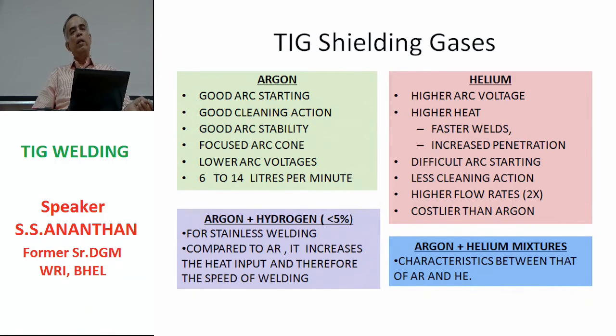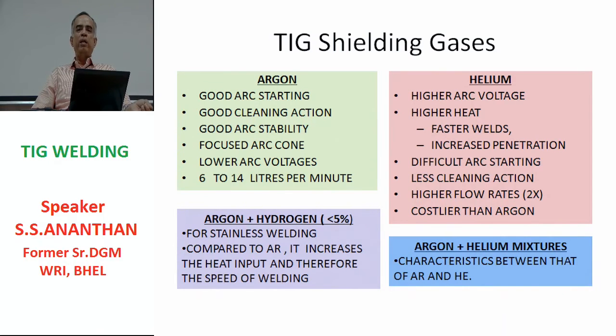It has got a good cleaning action in aluminum welding because of its density compared to helium, and it gives you a very stable arc because the arc voltage is much lower compared to helium. The cone also is very focused, which is a very great advantage for doing root pass welding, and because of the lower arc voltage it is much easier to handle because heat input is much lower, and usually we require 6 to 12 liters per minute of argon for welding.